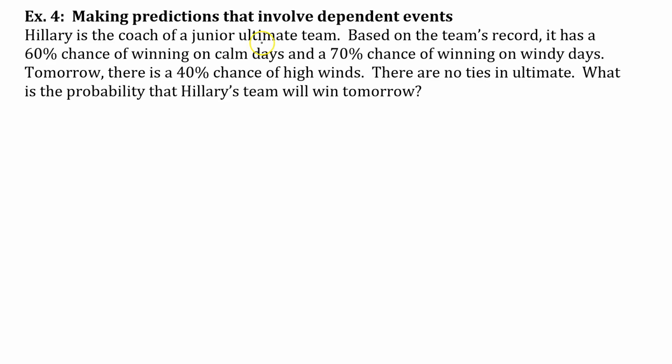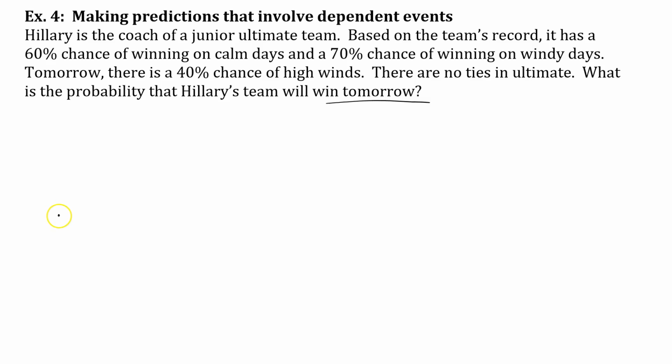So Hillary is the coach of a junior ultimate team. Based on the team's record, it has a 60% chance of winning on calm days and 70% chance of winning on windy days. Tomorrow, there's a 40% chance of high winds. There are no ties in ultimate. What is the probability that Hillary's team will win tomorrow? So essentially what we have to do is, if tomorrow is a windy day, we have to calculate the probability of them winning. And if tomorrow is a not windy day, we also have to calculate the probability of them winning.